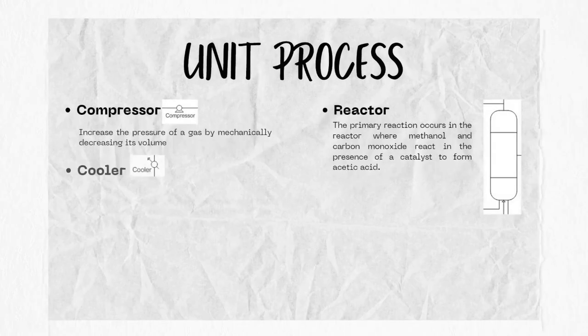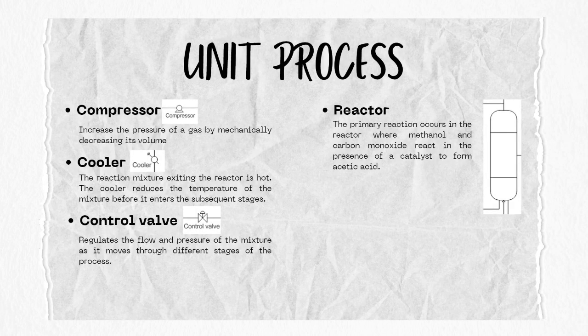Okay, we move to the next part, which is the unit process. So this is the unit process in the process flow diagram and the function of it. The first one is the compressor.